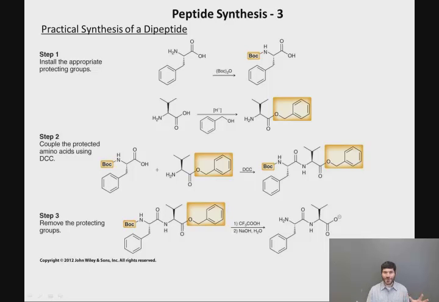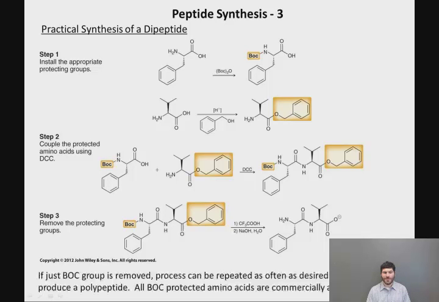Okay, so then you take the two protected amino acids, you mix them together in the presence of DCC. That's going to do the coupling, and now you have your protected dipeptide. And then the third step is to remove the protecting groups. Okay, so we use TFA to remove the Boc group, and then in this particular case, because there's no sensitive functionality in this particular dipeptide, we can remove the benzyl ester simply by hydrolysis under basic conditions, and that's now going to give us the dipeptide that we want.